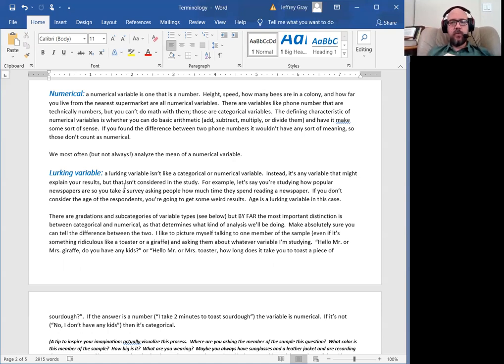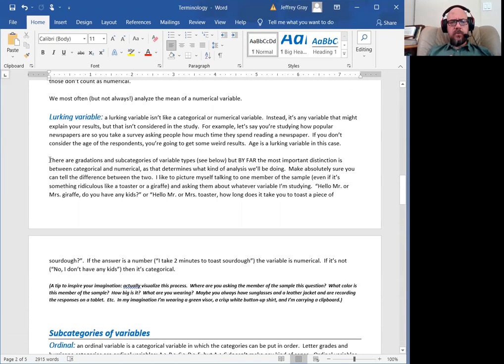So watch out for lurking variables. They're super, super, super important if you're trying to draw any kind of analysis. Anytime you hear that a study has controlled for a variable, this is what they mean. They're trying to conduct the study in such a way as to take out a particular lurking variable. All right, that's what I want to say about that.